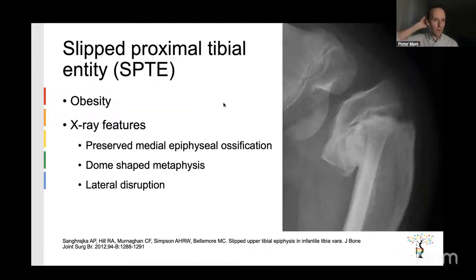So before I summarize it, I just want to mention something briefly to you, and this is the slipped proximal tibial epiphysis entity. This was first described in 2012 to occur in patients who are obese with these X-ray features. You can see that in the image there. They've got preserved medial epiphyseal ossification, probably because of advanced skeletal age, because of their obesity. They've got a dome-shaped metaphysis, and they've got a lateral disruption of the metaphysis and the physis. So it closely resembles the features of a slipped capital femoral epiphysis.